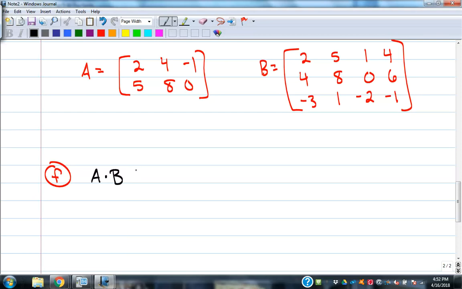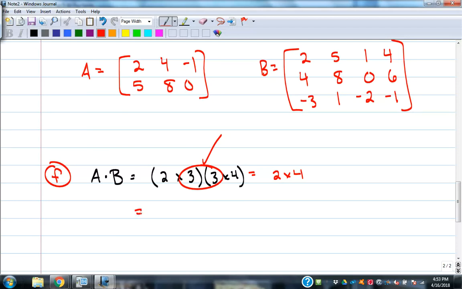first thing I need to decide is, can I even do it? What size is matrix A? 2 by 3. Good job. What size is matrix B? 3 by 4. Okay, so the 2 numbers in the middle match. So that means we can do this. And we will end up with a 2 by 4 as the result. Okay.